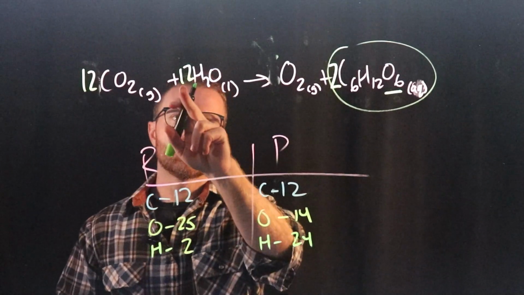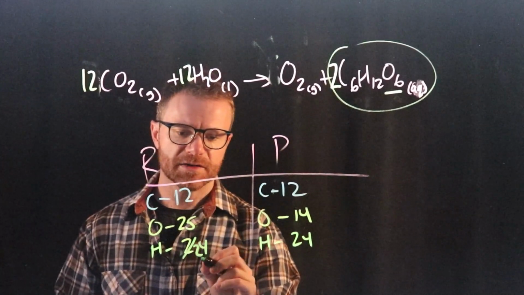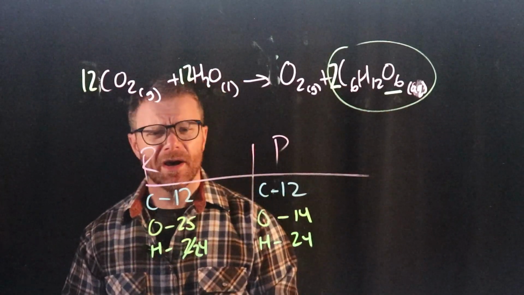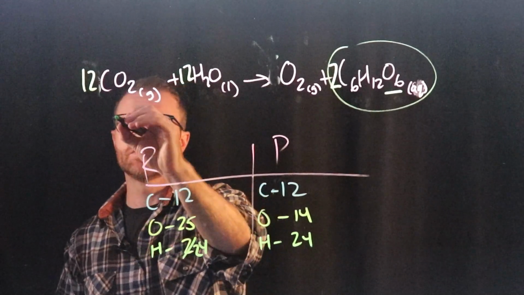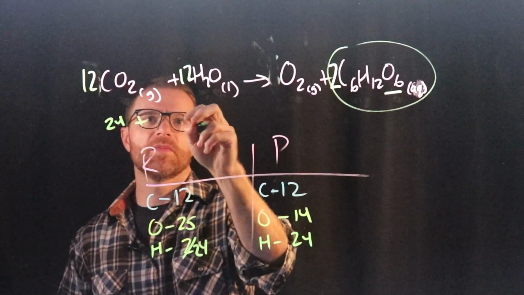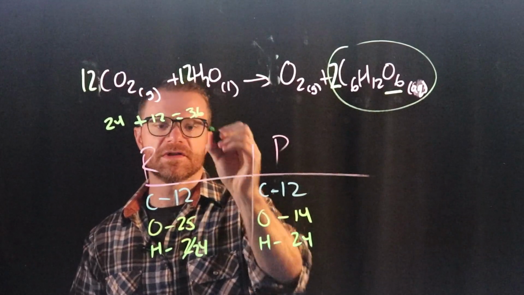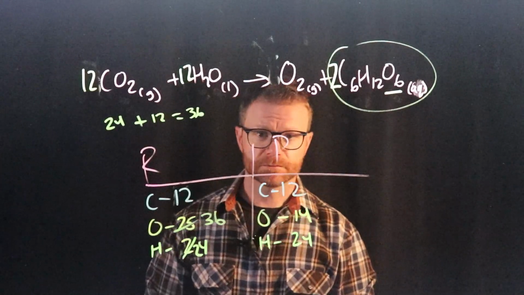And so now I have 12 times 2, 24 hydrogens here in my reactants, to balance the 24 that I have in my products. But now I have a huge number of oxygens. So I have 12 times 2, which is 24, plus 12 times 1 for a total of 36 oxygens. Oof, that's a lot of oxygens.